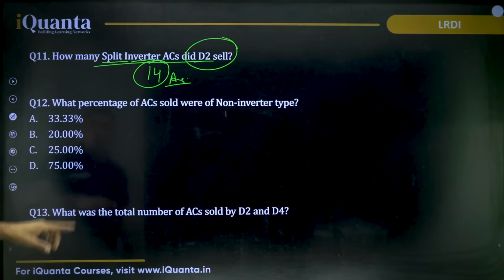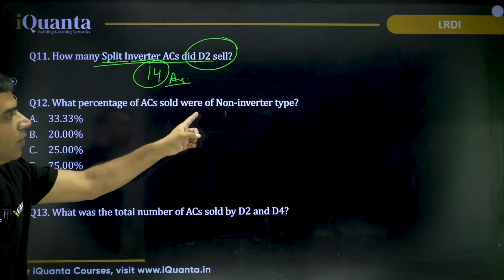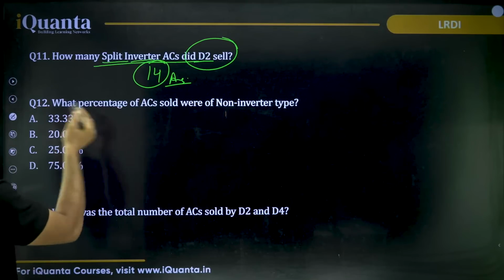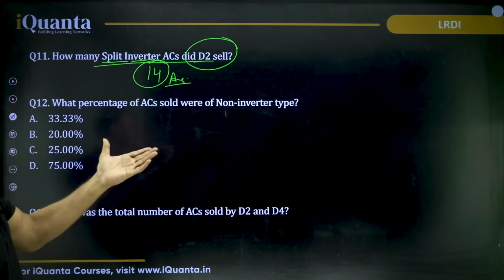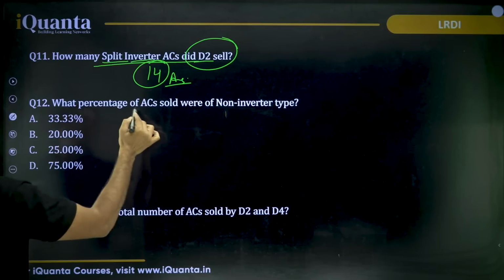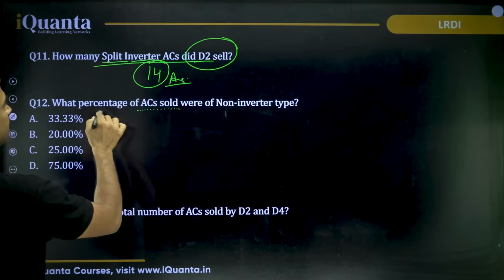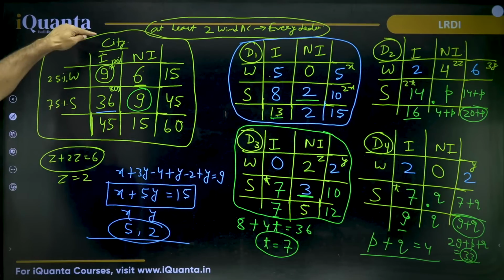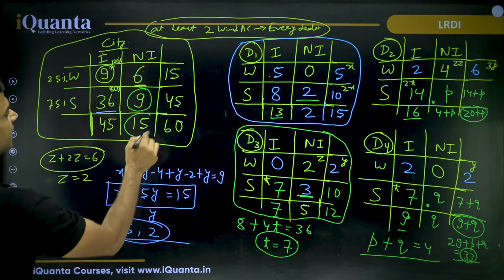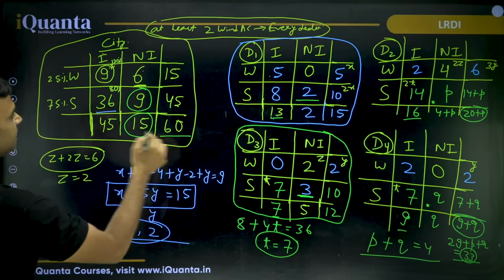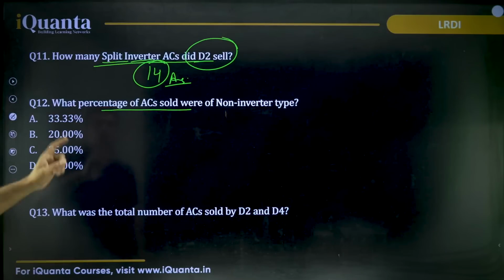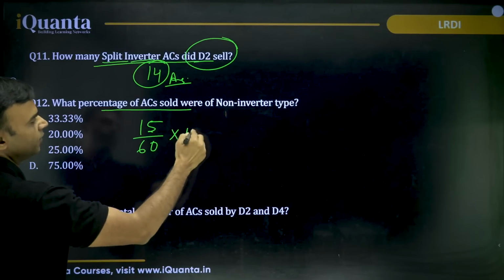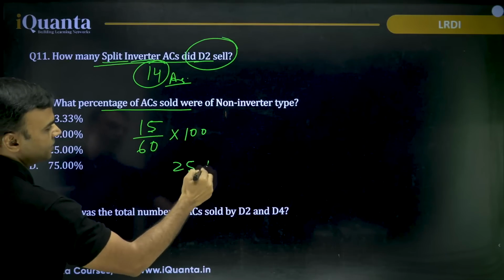Second one. What percentage of AC sold were non-inverter type? AC sold were non-inverter. This doesn't need the dealer-wise information. This we can do from the city itself. Non-inverter in the city, right? In the city, non-inverter is 15 out of 60, right? So 15 divided by 60, that is 1/4. 1/4 into 100 is 25%.